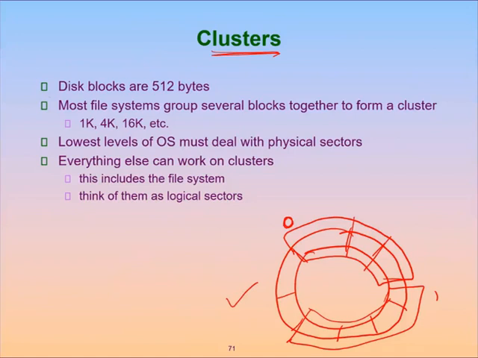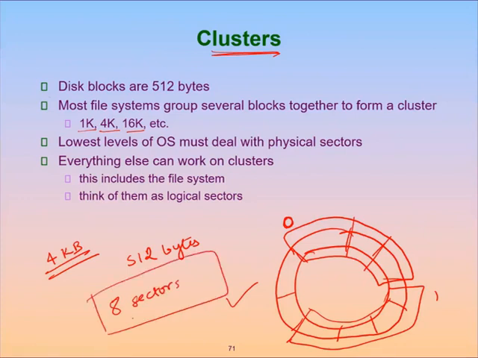Most file systems group several blocks together to form a cluster, and the cluster could be of 1 KB, 4 KB, 16 KB, depending upon the page size. Now if you remember, you have learned in the page size that 4 KB is the page size. And if your sector is of say 512 bytes, then why not combine 8 such sectors, which will actually be 4 KB in size, and call it one block or one cluster. So 8 blocks are combined into one cluster.